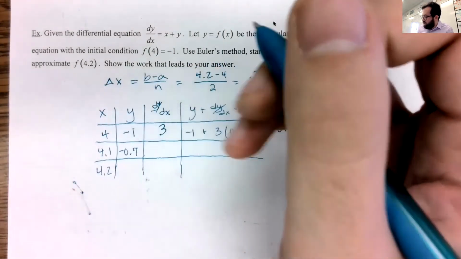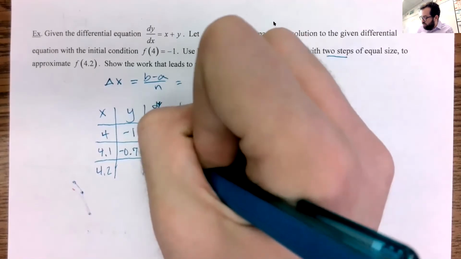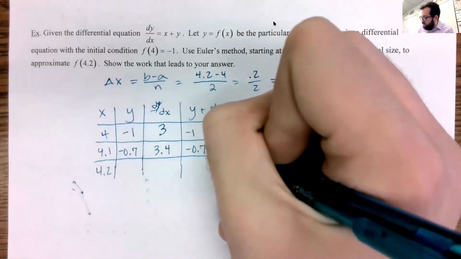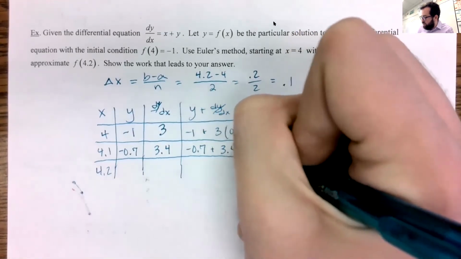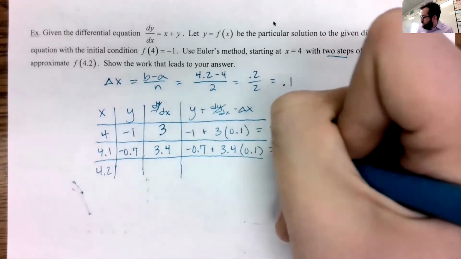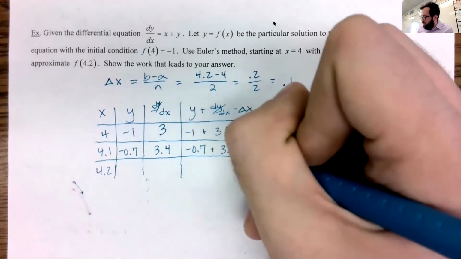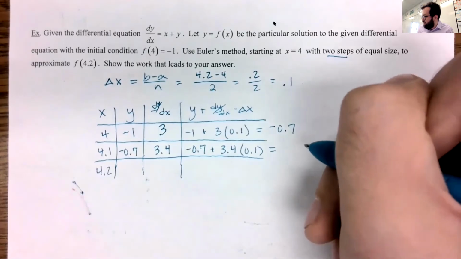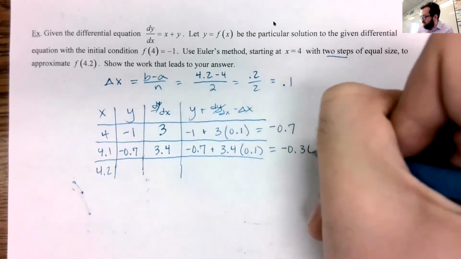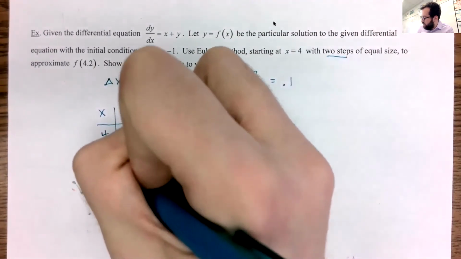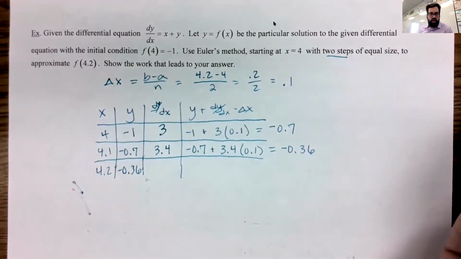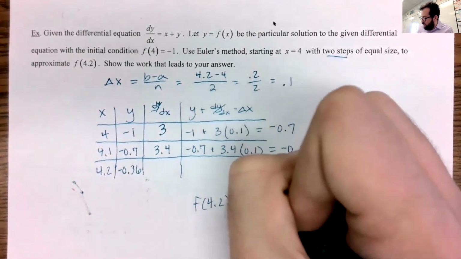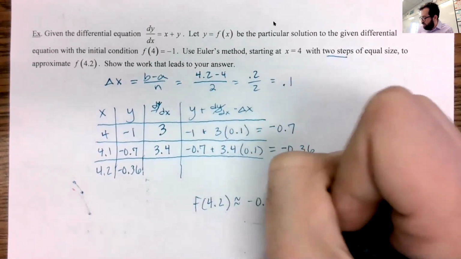4.1 minus 0.7 is 3.4. So now we have -0.7 plus 3.4 times 0.1, which is 0.34, minus 0.7 ends up being -0.36. So that's our final y value, and that's our approximation. So we have f of 4.2 is approximately -0.36.